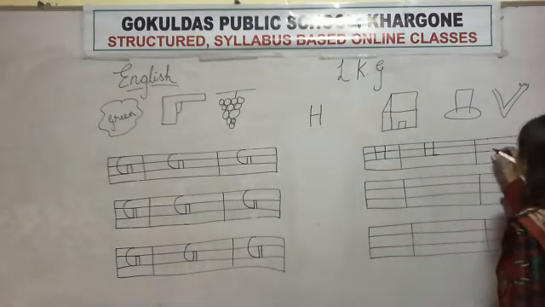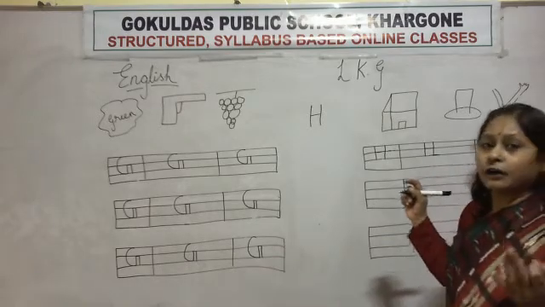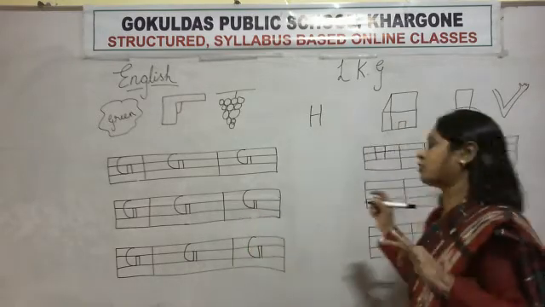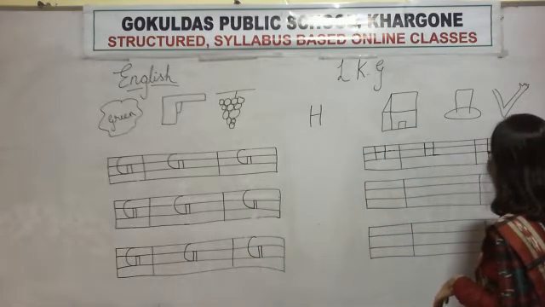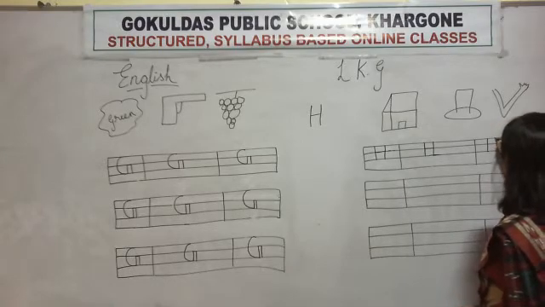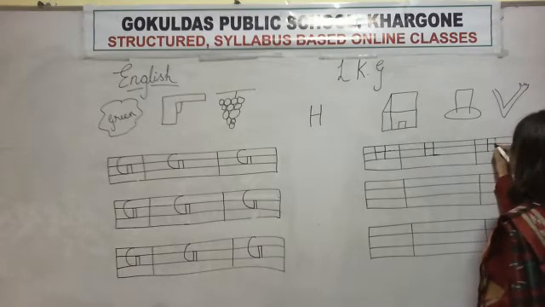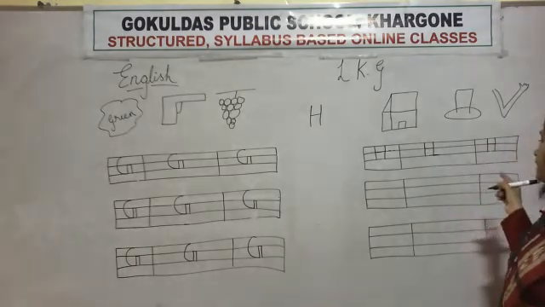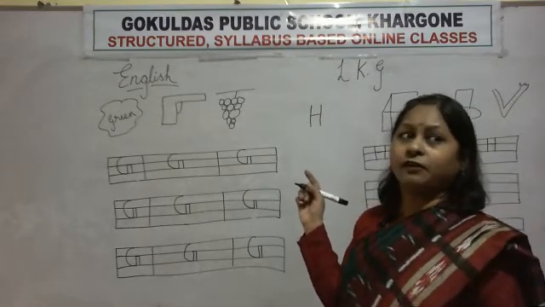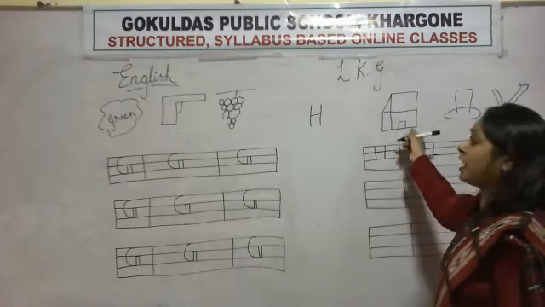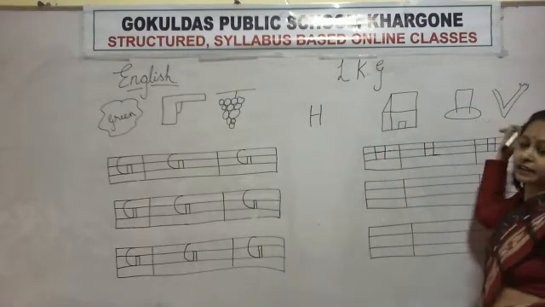Okay. Look here. Again. How many dots were there? 3 dots. What will you do? From the upper line to the base line, standing line. And in the middle, sleeping line. Which letter will form? H. H for heart, H for hat, H for hand.